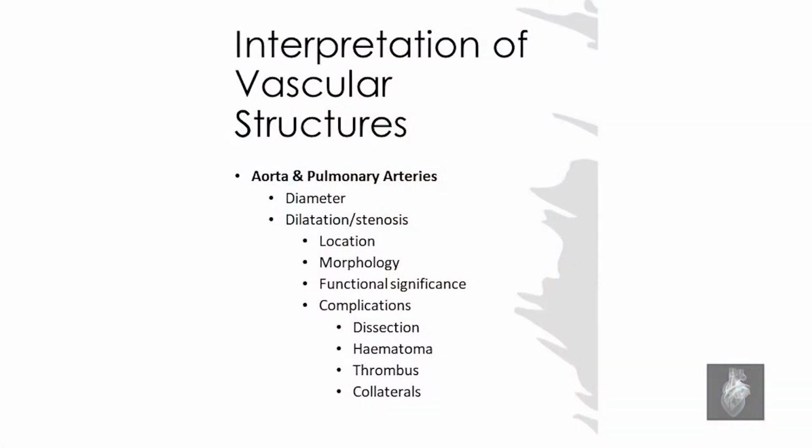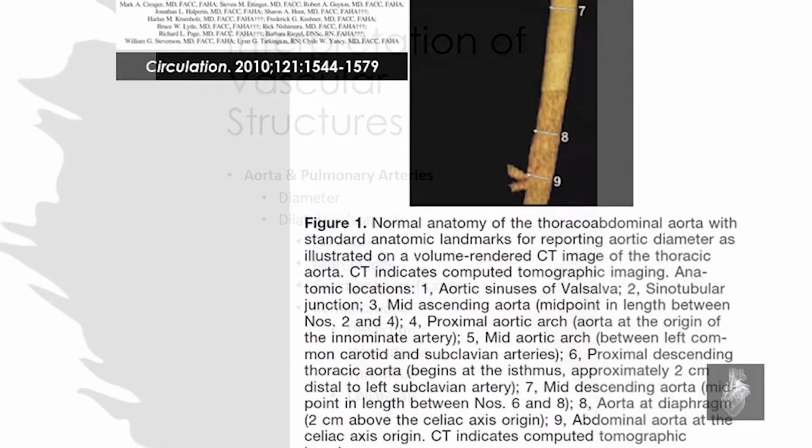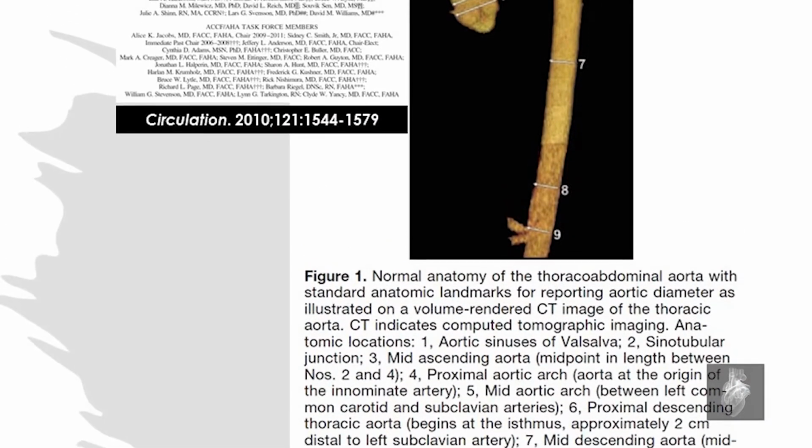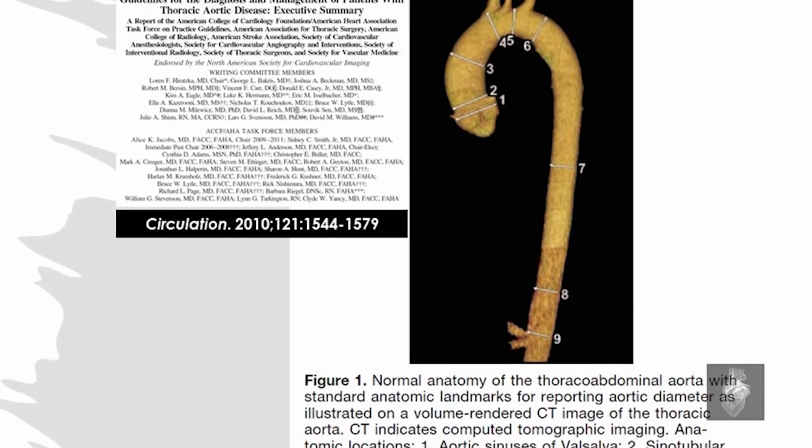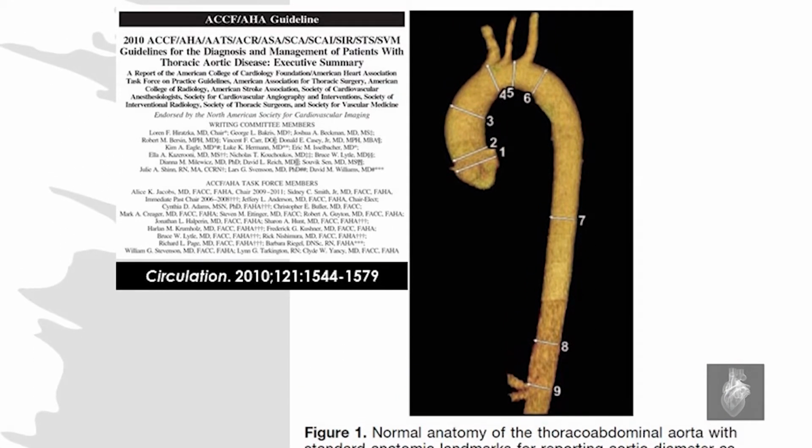The great vessels will require a brief or more detailed comment depending on the absence or presence of pathology respectively. Are they of normal caliber? If dilatation is present, what is the anatomical description of this abnormality and what are the functional consequences?